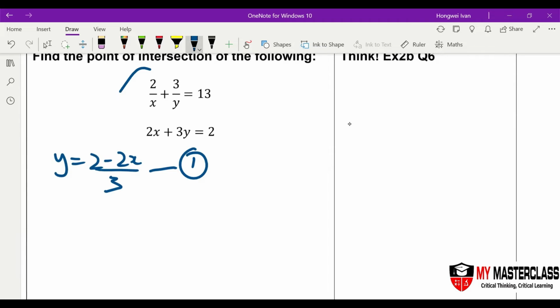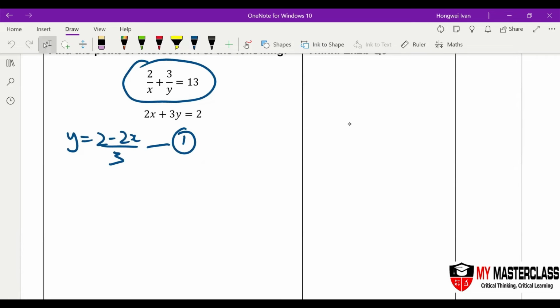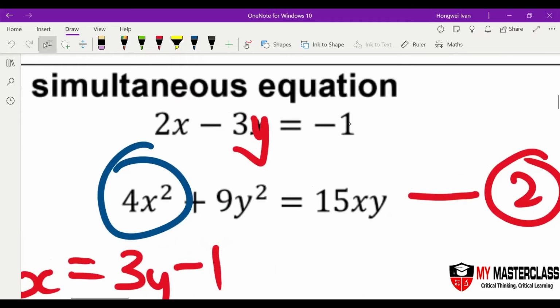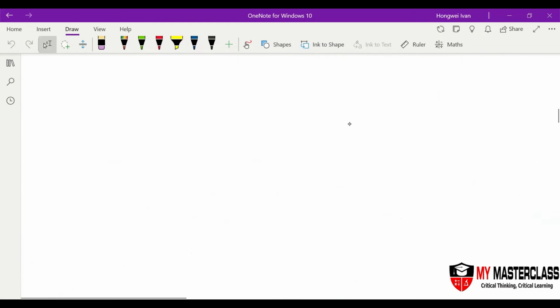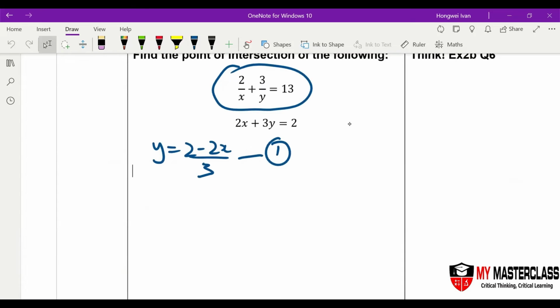Then how about the non-linear one? Don't sub in immediately. You sub in like that, you will get in trouble. Mr. Ivan always says, look here: when does Mr. Ivan ask you to sub in? When the second equation is also linear. Linear means there's no fraction. You see this one has a fraction, you sub in, you're going to get into very big trouble. So cross multiply first.